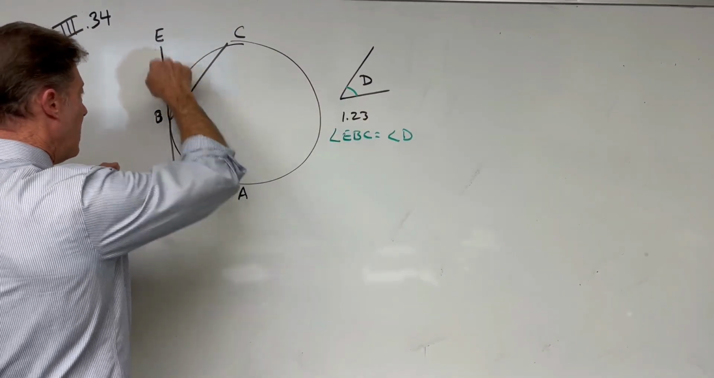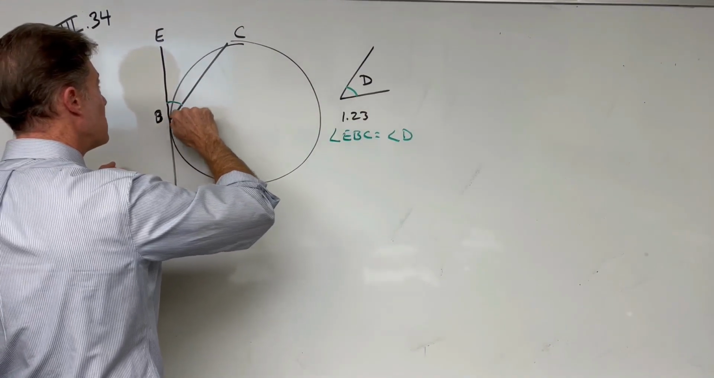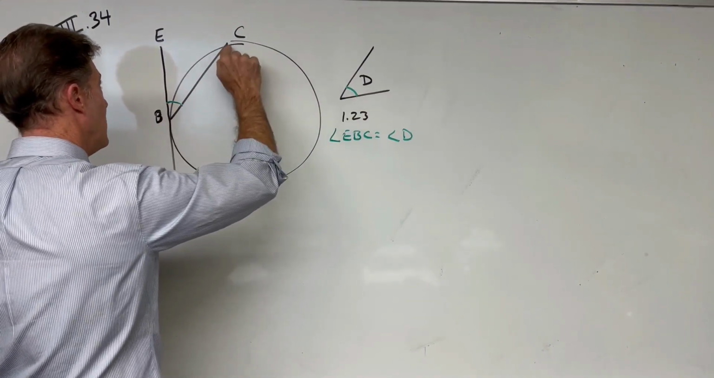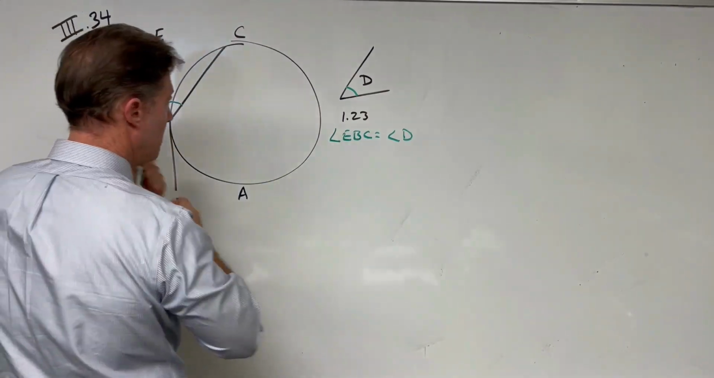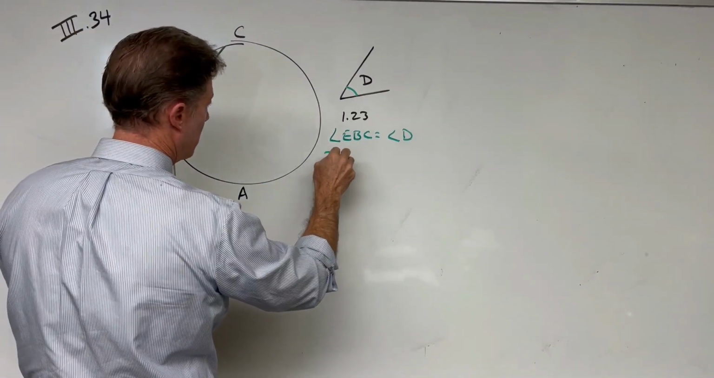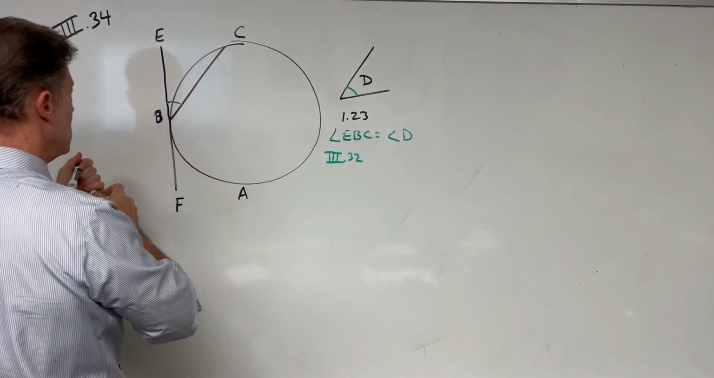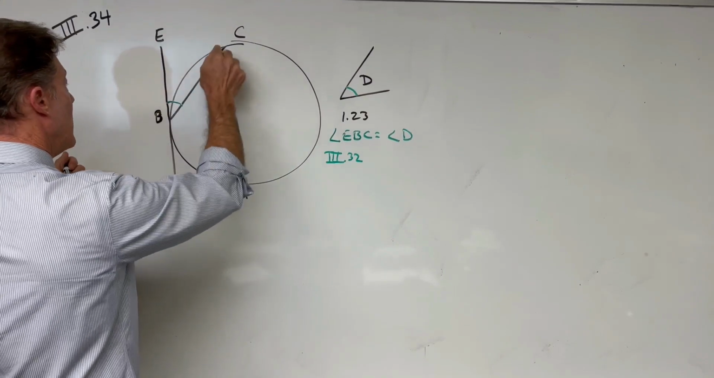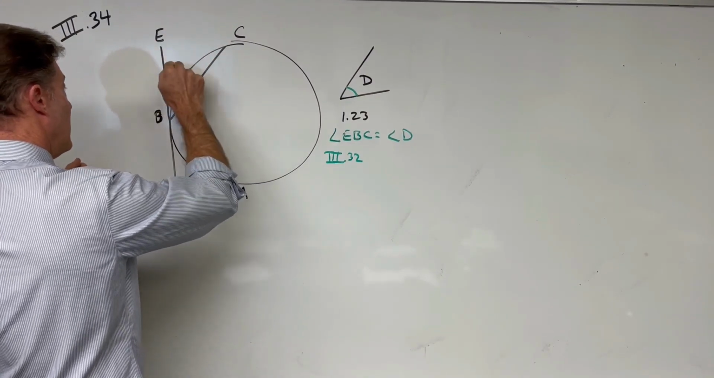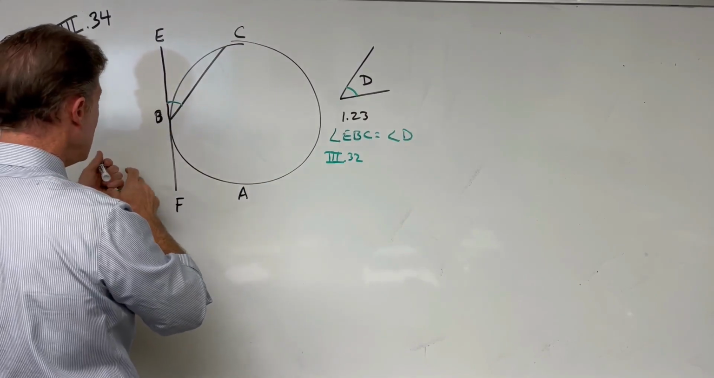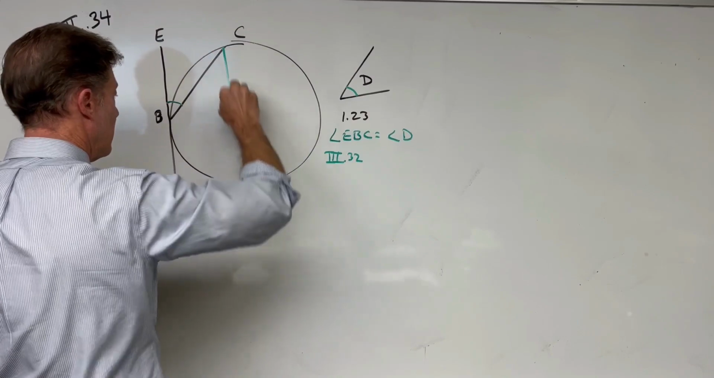Now we have a line touching a circle, and from the point of contact in the circle, falling across the circle, we have a line BC. And we know from Book 3, Prop 32, when we have that situation, that the angle created between that falling line and the touching line is going to be equal to the angle contained by this segment.